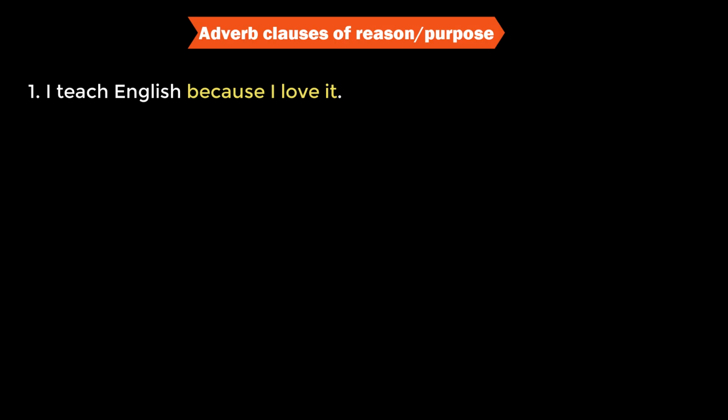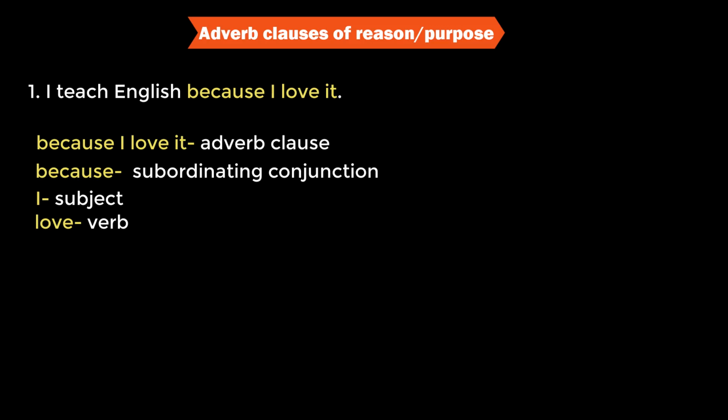Alright, let's move to the next example. I teach English because I love it. So because I love it is our adverb clause. Because is the subordinating conjunction coming in the beginning of the clause. I is the subject of the clause and love is the verb. So it's a clause, right? It has both the subject and the verb.